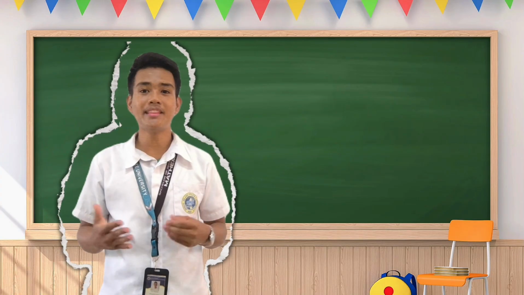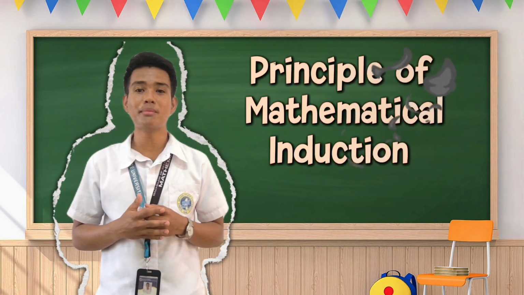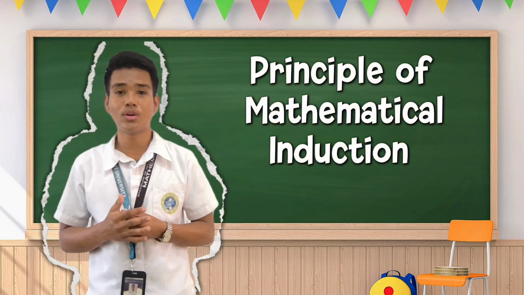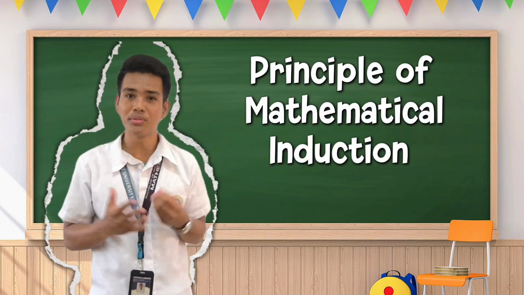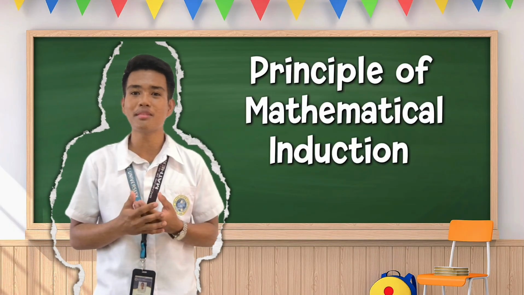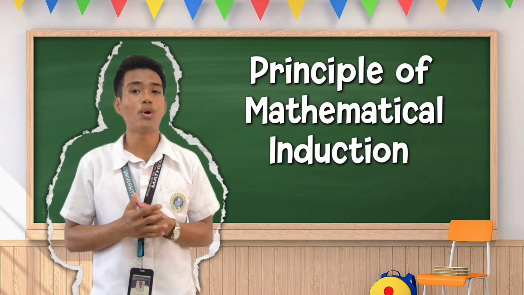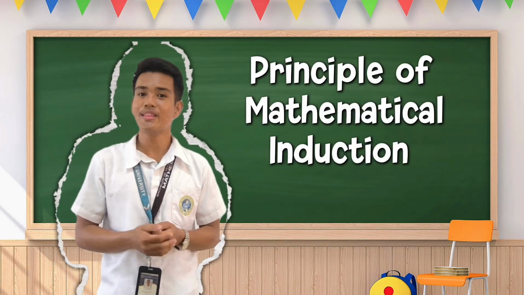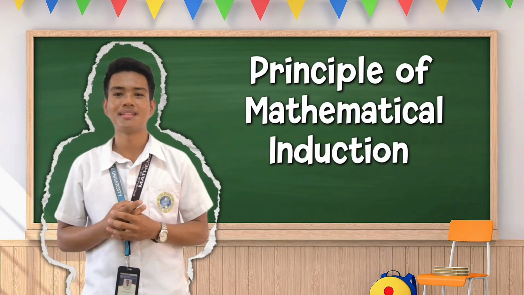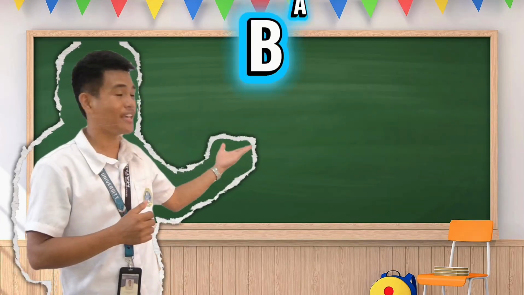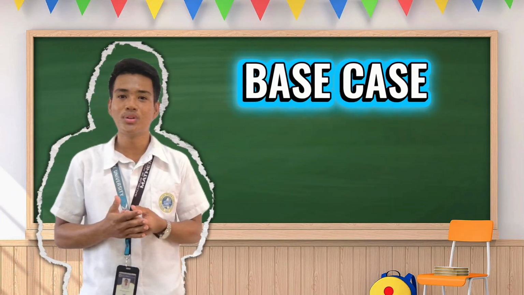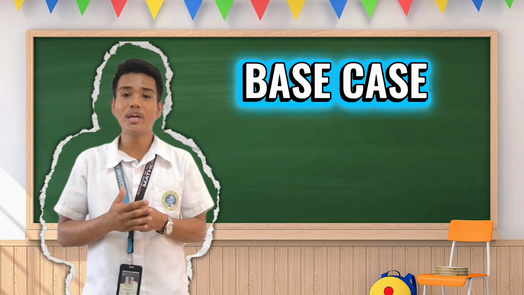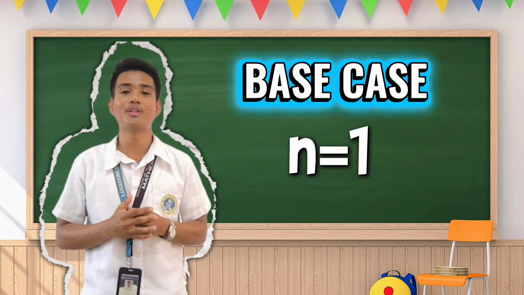And now, let us move to the principle of mathematical induction, or let us call this PMI. PMI is a proof method used to prove statements that are true for all natural numbers. It has two important steps. First, we have the base case. The base case proves that the statement is true for the first value, so we have here n is equal to 1.